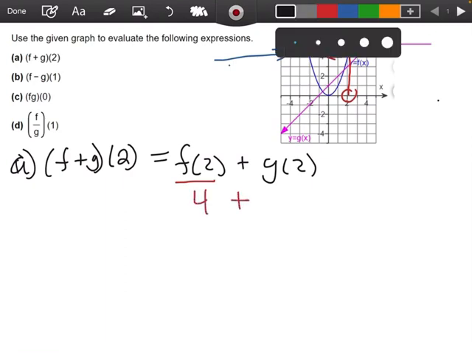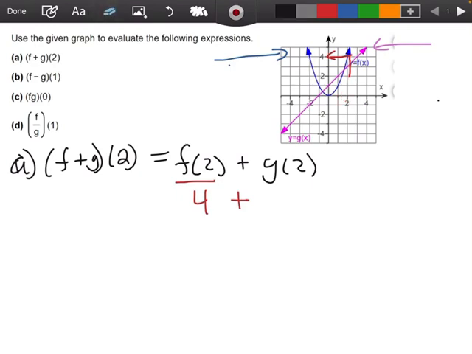Plus, now, y'all, I'm going to repeat that same process, okay? Come back to 2, and I'm going to go up until I hit the function g. The g is the pink one. So, y'all, when I do that and I come right here, that looks like that number is 3. So now we're going to add them because we had a plus right here. That's going to give me 7, okay?